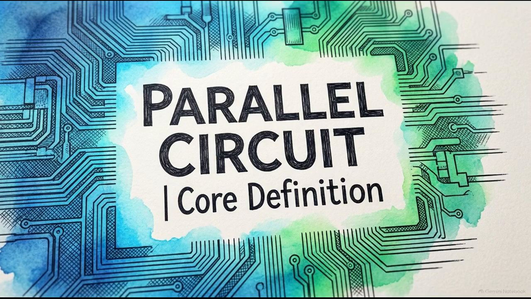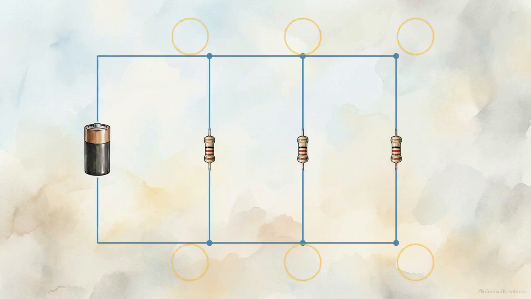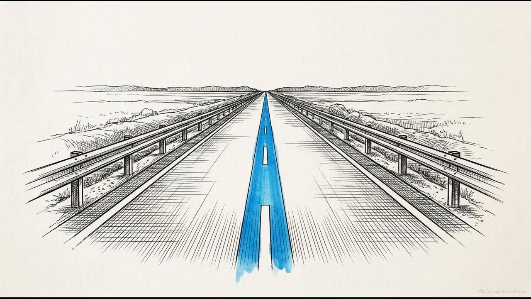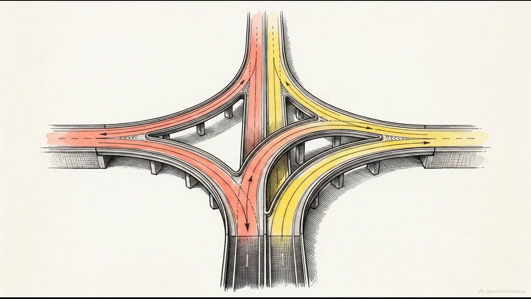For ITI students, the formal definition is clear. Multiple electrical components connected between the same 2 points. By anchoring every component to these 2 common points, we physically construct multiple independent paths for the current to travel.